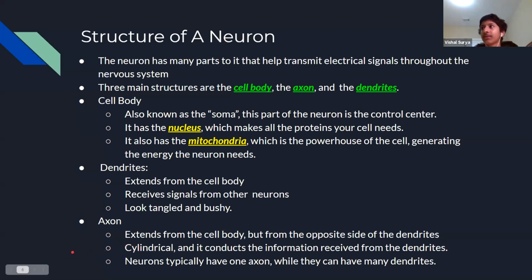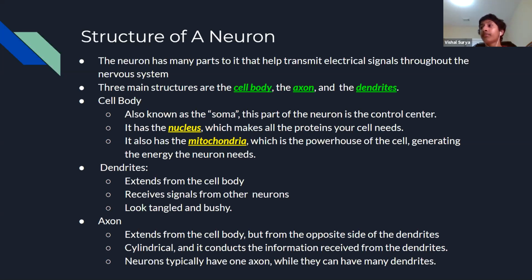Now we will be discussing the structure of a neuron. The neuron has many parts that help transmit electrical signals throughout the nervous system. Three main structures are the cell body, the axon, and the dendrites. The cell body, also known as the soma, is the control center of the neuron. Think of it as the brain, ironically, within the actual neuron. It contains the nucleus, which makes all the proteins that your cell needs. It also contains the DNA, or the inherited information.